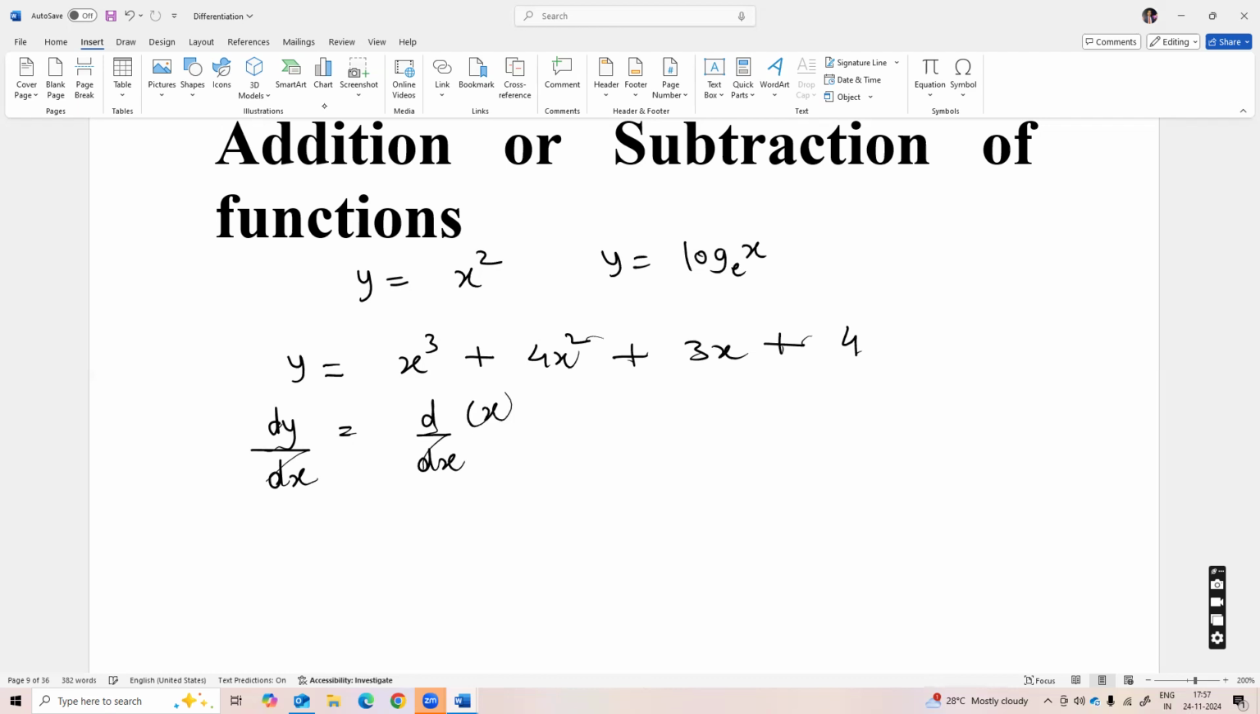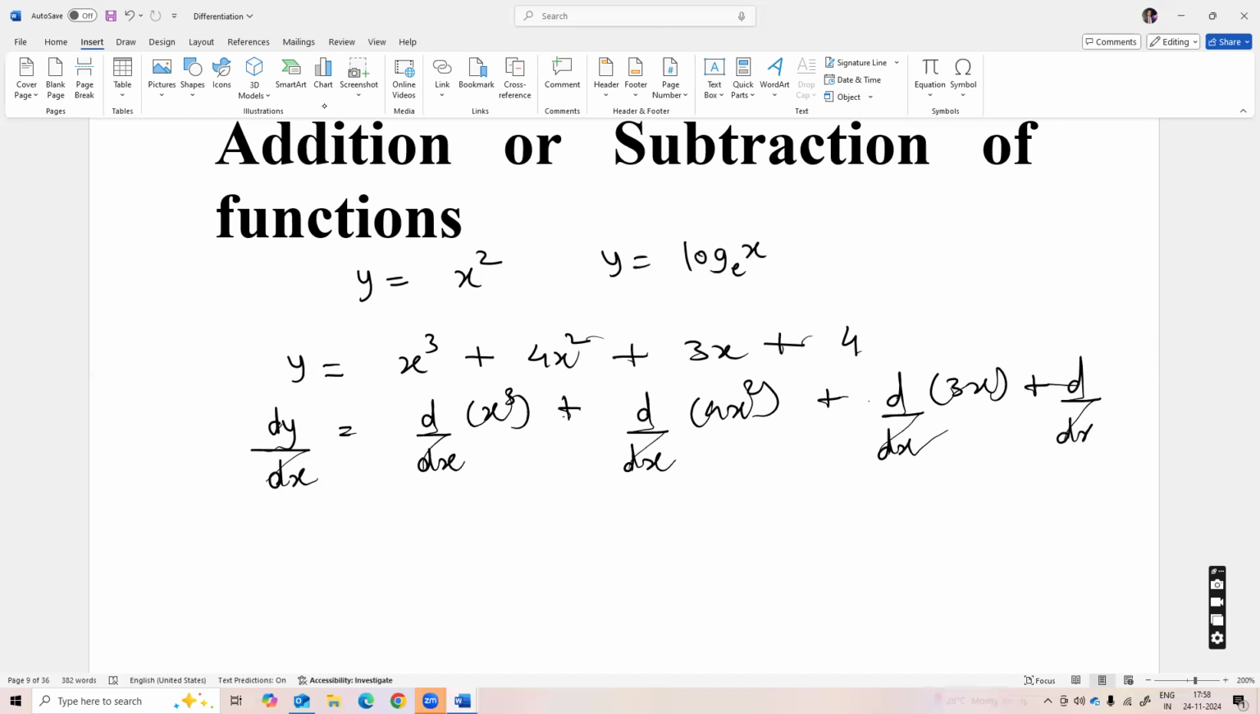x cube plus d by dx of 4x square plus d by dx of 3x plus d by dx of 4.